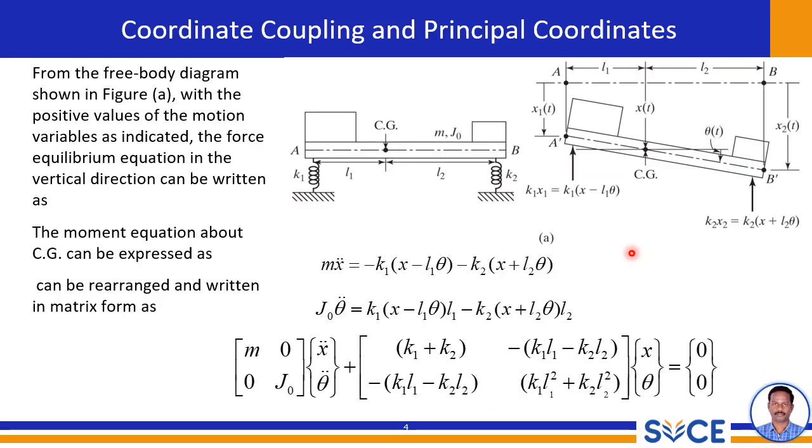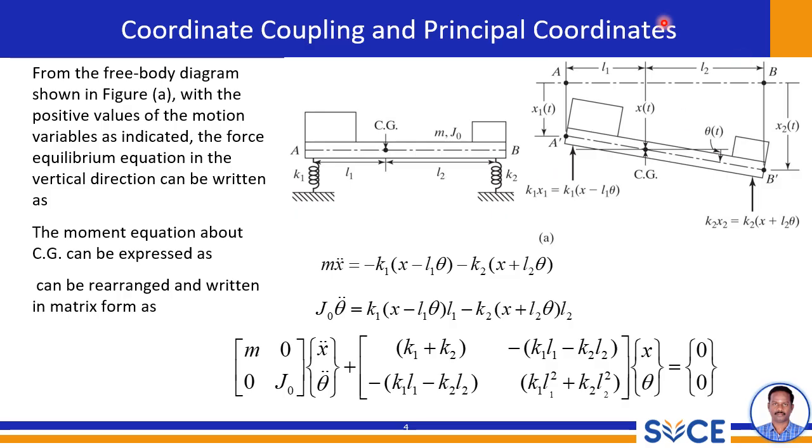From the previous slide, we continue our discussion. Here, we have a system consisting of a mass m with a moment of inertia of J naught. It's connected to two springs K1 and K2 at points A and B respectively. The distances from the center of gravity to these points are L1 and L2. We are interested in the system's motions. We define x(t) as the linear displacement and theta(t) as the angular displacement.